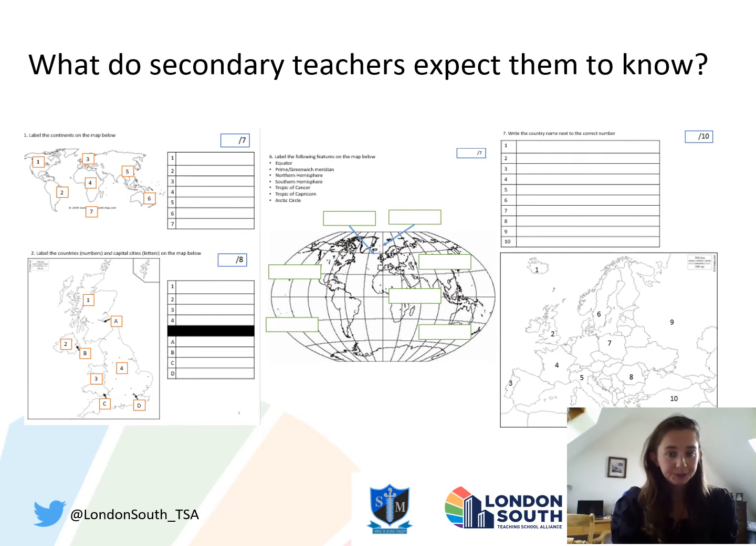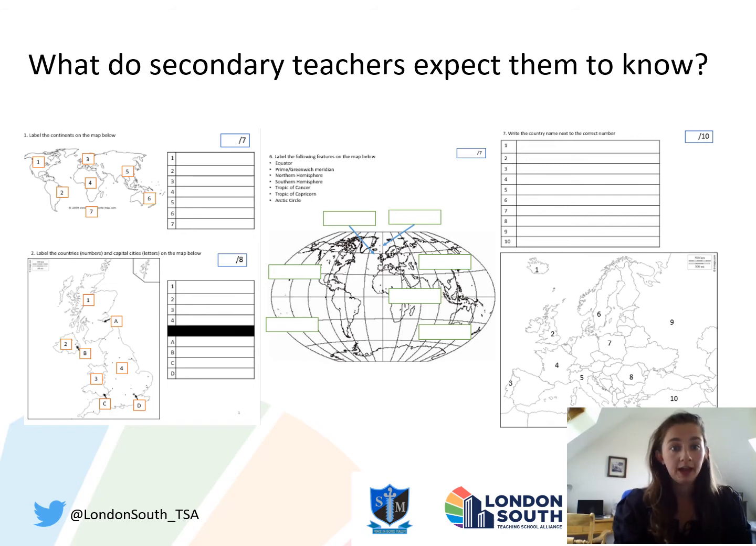But on the other hand, what would a secondary teacher expect them to know? This is a baseline test that we give students when they start at Key Stage 3, right at the beginning of Year 7, to assess where we need to start. It's purely for teacher awareness. Students don't feel any pressure with it, but you can see here that in the first instance we expect locational knowledge.